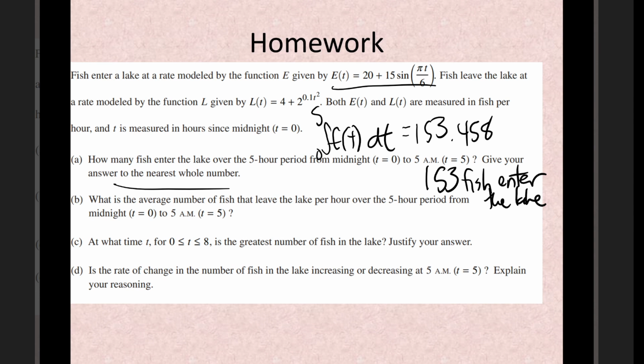What is the average number of fish that leave the lake? This is almost exactly the same, except with the leave equation, and it asks for the average. So what we're going to do is integrate the leave equation from 0 to 5 and divide by 5, and that will give the average number of fish that leave the lake per hour. So the average rate that fish leave the lake.